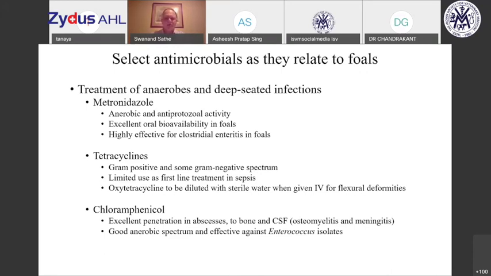The last antibiotic of this group is chloramphenicol. It is usually reserved, especially for treating abscesses, osteomyelitis infections, or meningitis-like infections, because it has a great penetrability in the blood-brain barrier and achieves good MIC concentrations in CSF fluid. It has a great anaerobic spectrum and is also effective against enterococcus isolates that affect foals, especially.